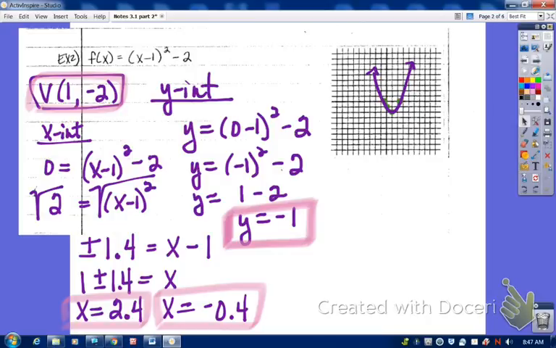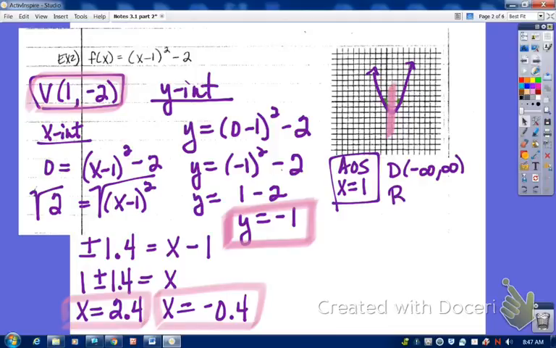Again, your axis of symmetry is an imaginary line that goes through the middle of your vertex, and they want to know the equation for that line. It's always going to be x equals, because it's always going to be vertical. What are all the x values equal to on that imaginary axis of symmetry? 1. And then the domain is negative infinity to positive infinity. The range is, how low does it go? Negative 2, and it goes all the way up to infinity.